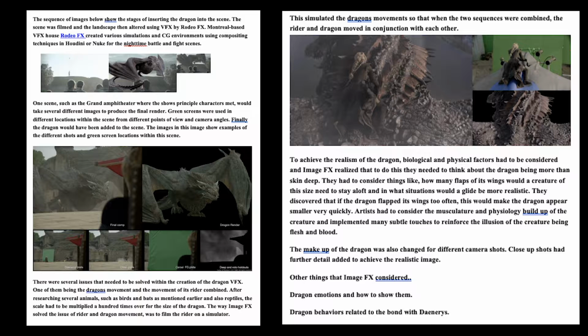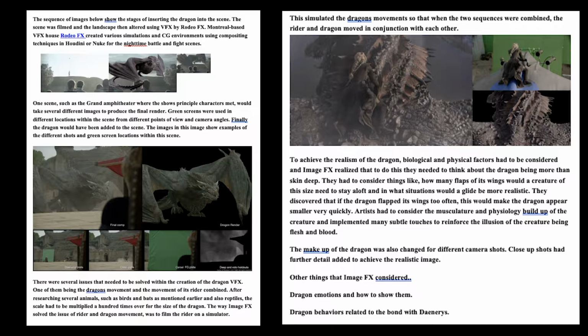Artists had to consider the muscular and physiology build-up of the creature and implemented many subtle touches to reinforce the illusion of the creature being flesh and blood. The makeup of the dragon was changed for different camera shots. Close-up shots had further detail added to achieve the realistic image and visual communication.